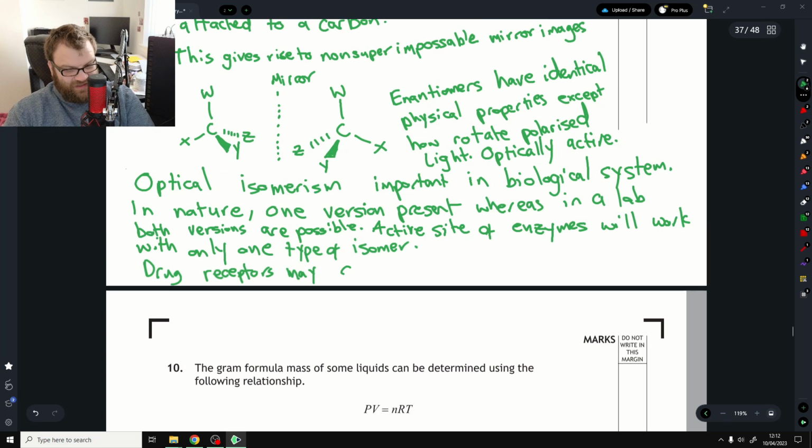And drug receptors may cause adverse effects with the wrong isomer. A famous one is the chemical that was used to treat morning sickness and nausea during pregnancy, called thalidomide. One enantiomer stopped the nausea, the other one caused deformities in the unborn baby. This is because both of the enantiomers, both of the versions, were present within it.